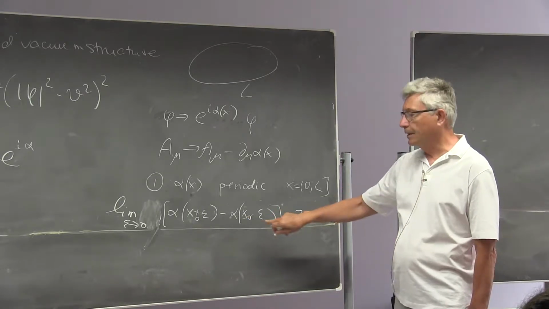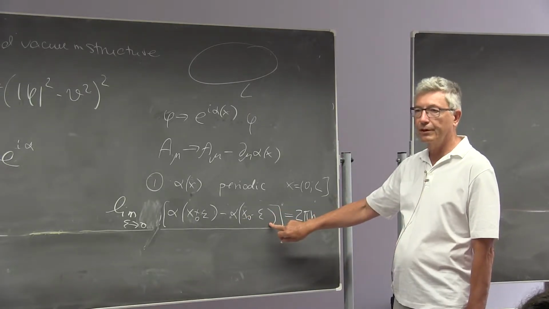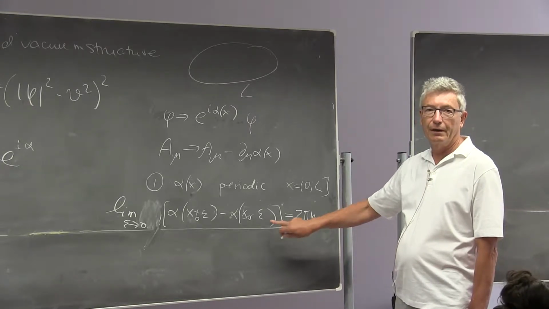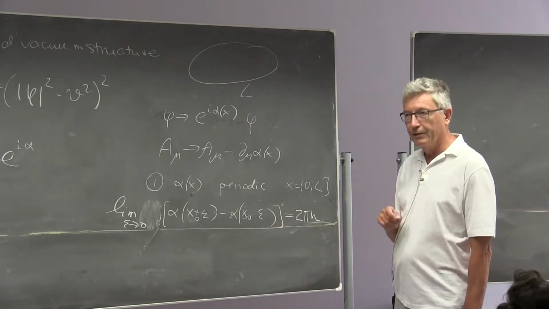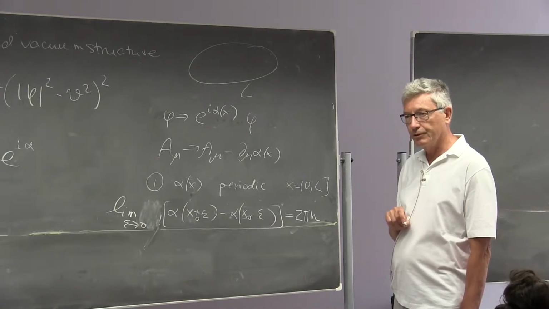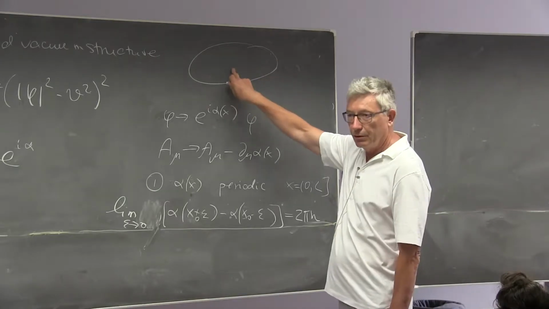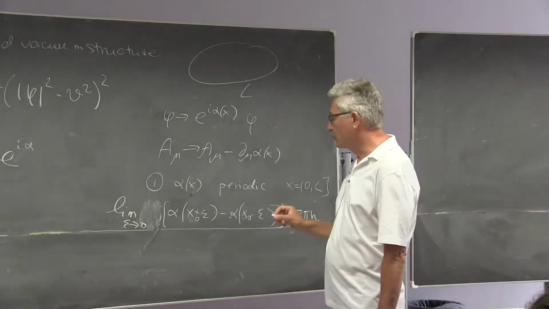Okay, and this type of transformations are called large gauge transformations, and they have a certain topology. So what kind of topology do these transformations have? They map this circle in a non-trivial way onto the U(1) group.